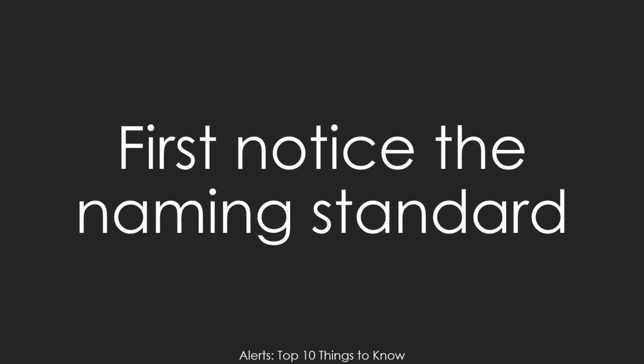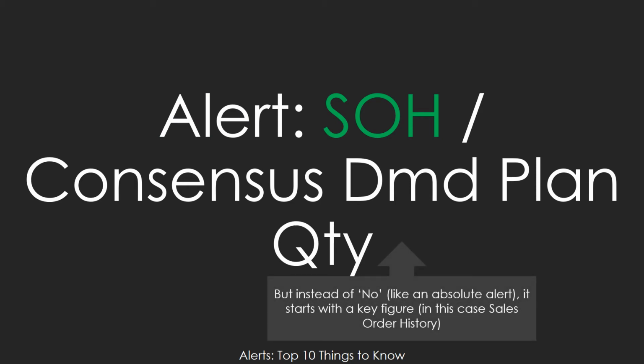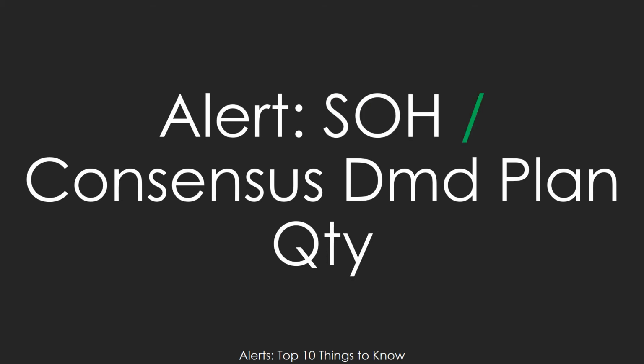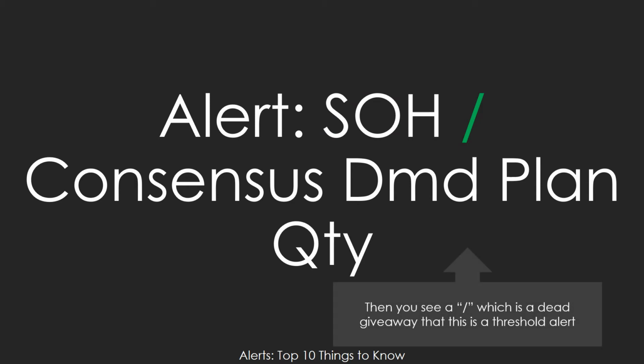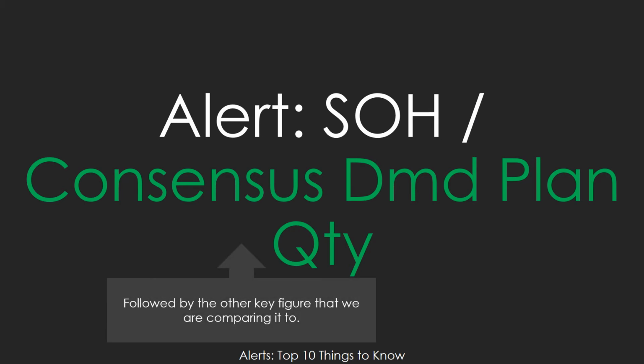First, notice the naming standard. Still begins with alert:, but instead of no, like an absolute alert, it starts with a key figure, in this case sales order history. Then you will see a slash, which is a dead giveaway that this is a threshold alert, followed by the other key figure that we are comparing it to.